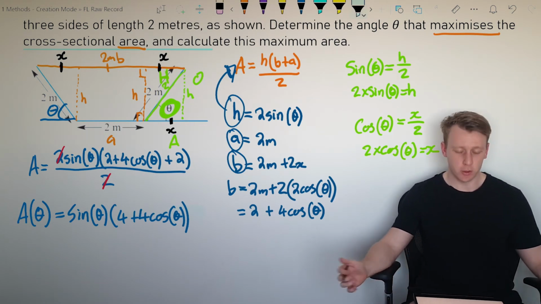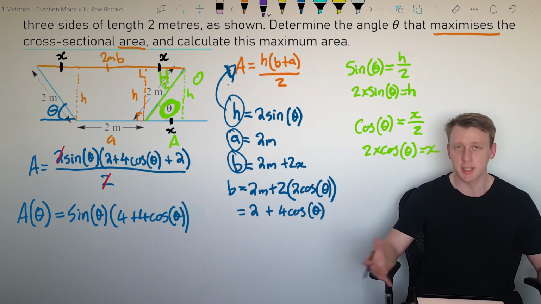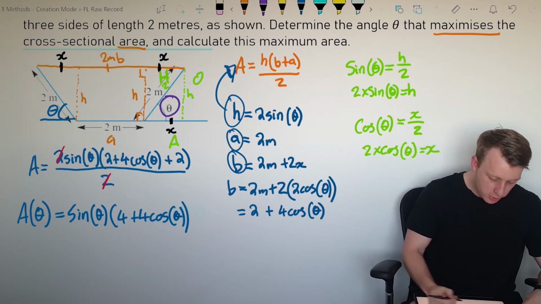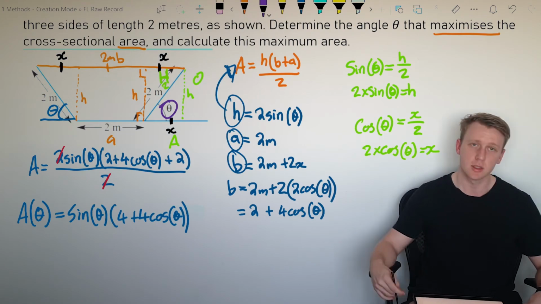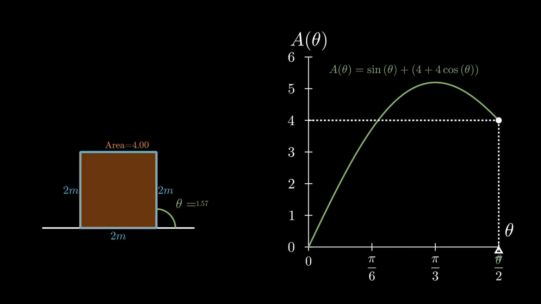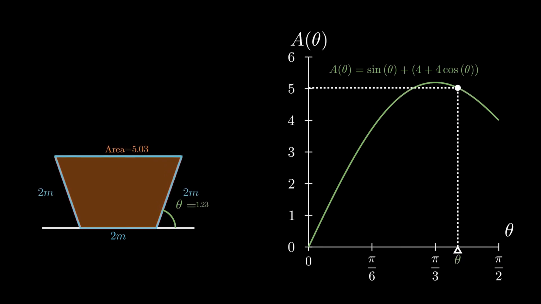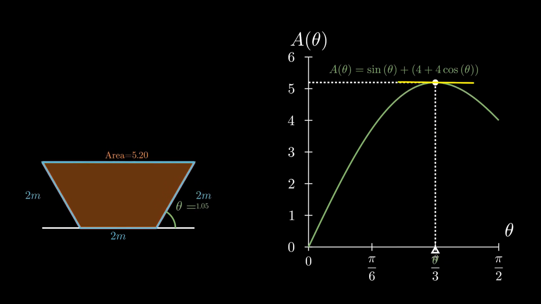with respect to the angle. Now, I don't want to understate the importance of this. This is telling us that if you tell me what this angle here is, I will give you the area of the trapezium. If you tell me what that angle is, I will give you the area. That's what we have found out here.